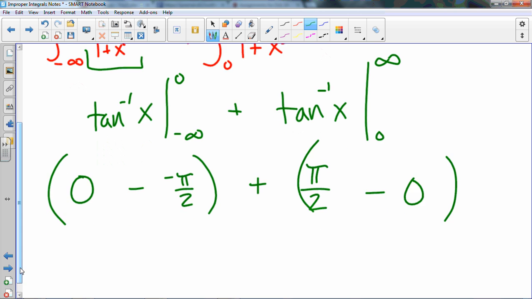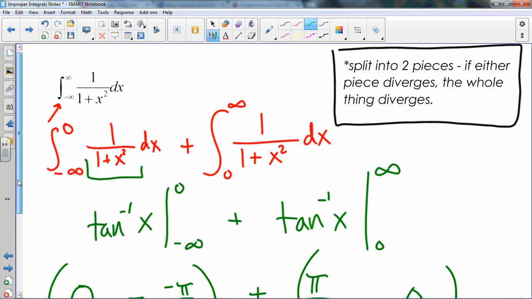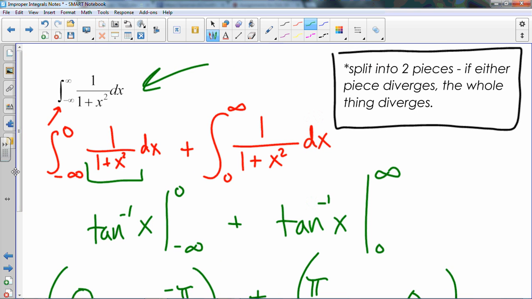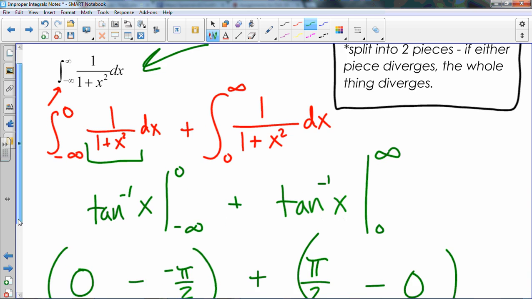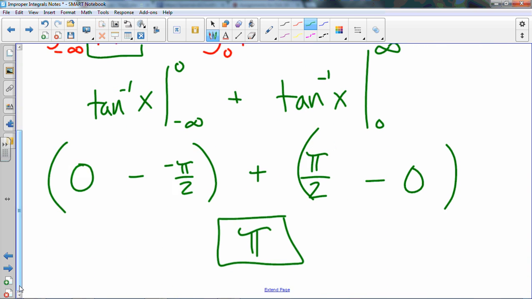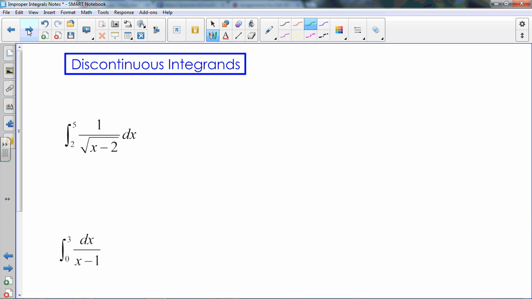So we take those two fellows. We got a positive pi over 2 and another positive pi over 2. So we get pi, which is kind of a fun answer. So the area underneath that curve from negative infinity to positive infinity is pi. That is the first kind of improper integral, where you have an infinite interval. They aren't all like that, however.